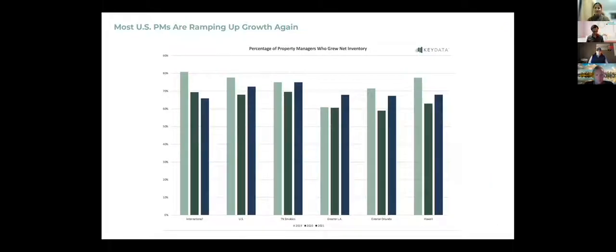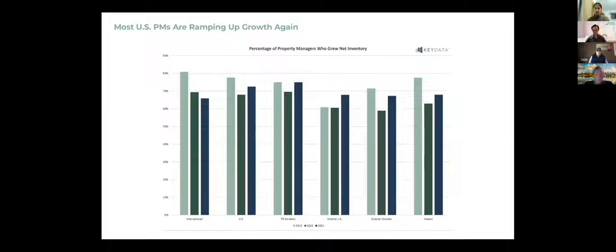So first of all, what's the competition look like? The answer, as Thibault pointed out, is most PMs are growing. 3/4 of PMs are growing. You can look at international, US, urban, leisure. You know, roughly 3/4 of companies are growing, and they're speeding back up.